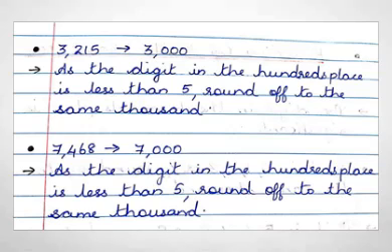Third question is 7468. As the digit in the hundreds place is less than 5, round off to the same thousand. In the case of 7468, the digit in the hundreds place is 4, which is less than 5. So, 7468 is round off to 7000.